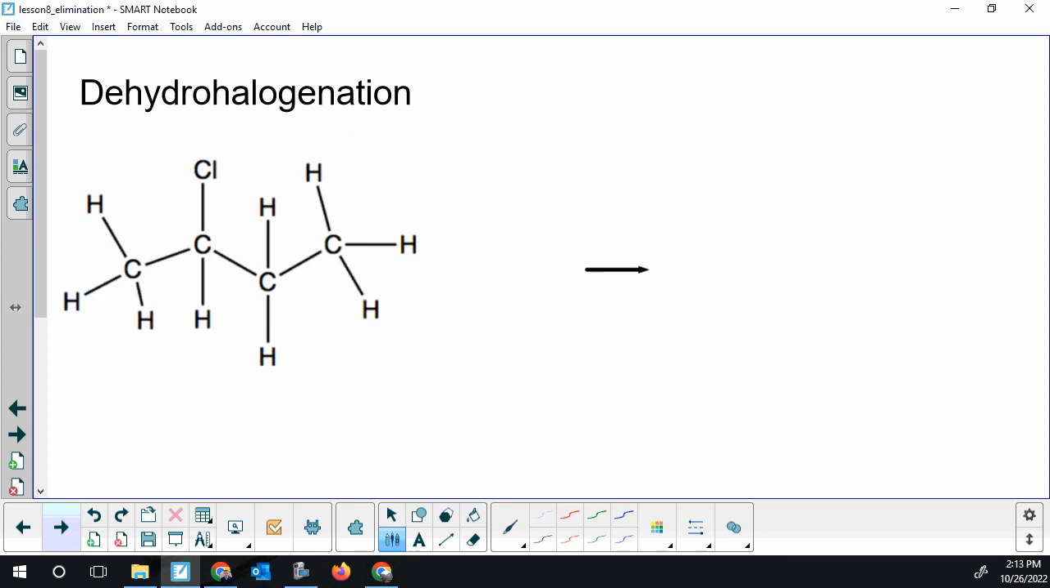Our second type is dehydrohalogenation. We're going to get H and a halogen. Okay. We've got a chlorine atom in this organic halide. We're going to get an H and a Cl coming off.